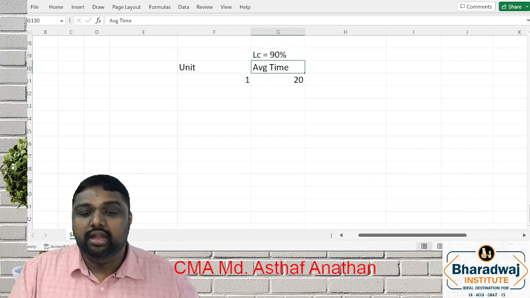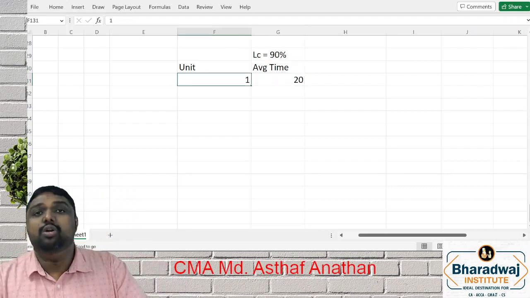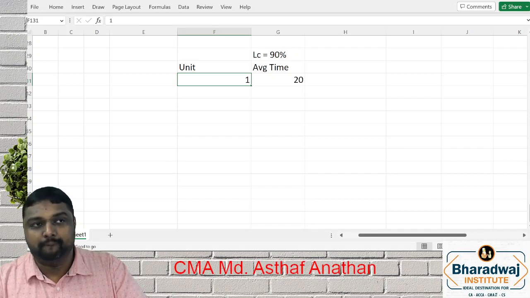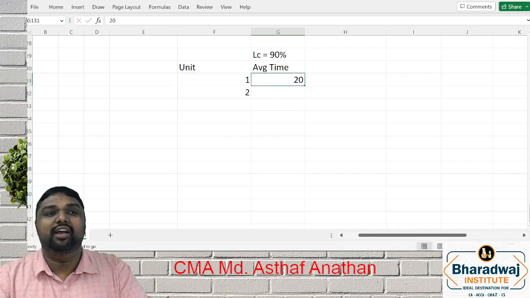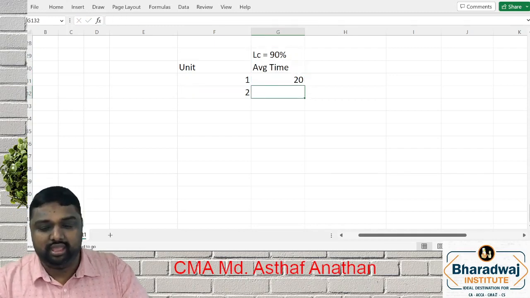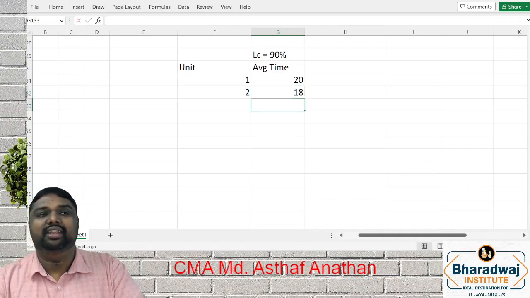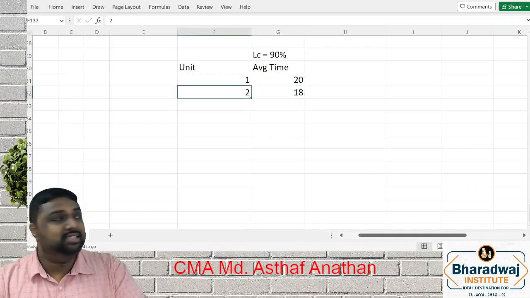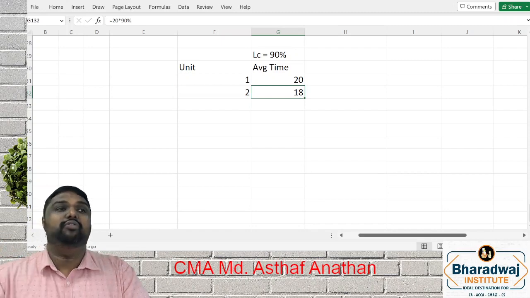What is that? So what does this 90% tell under table root? Right now you have taken 1 unit, the same 1 unit, that is 2 units. What is the average time we have? 20. It will take 90% of the time only. That is 20 into 90%, 18 hours. Next, when it comes again, reduced, same number of units.